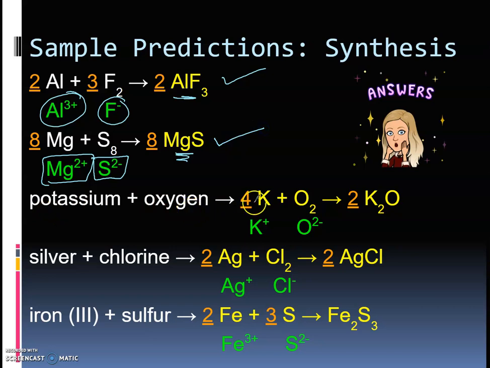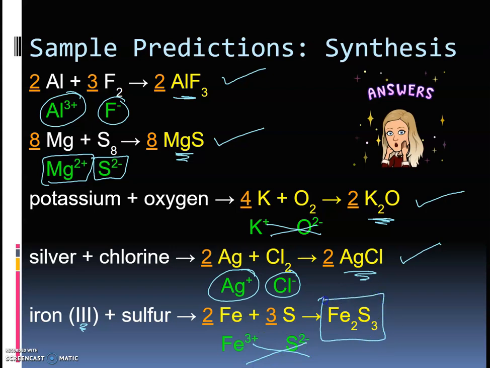If you are given a word, make sure you write down your formulas, be mindful of diatomics, make your ions, make your formulas, and then balance. Silver and chlorine, again, Ag+, Cl-, makes AgCl, and balance. And sometimes if you don't know the charge, it'll be provided for you, and you get Fe3+ and S2- to make Fe2S3, and balance accordingly. So that is how you marry your elements in synthesis or combination reactions.